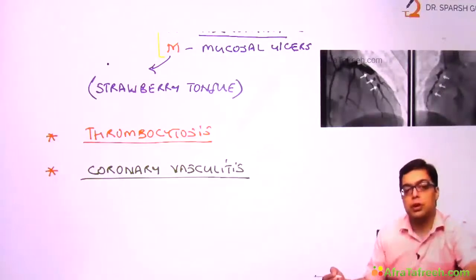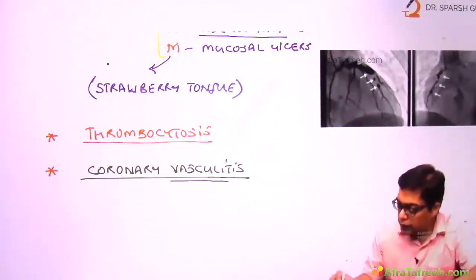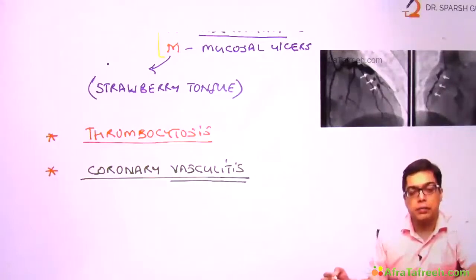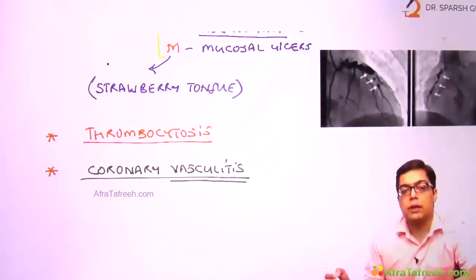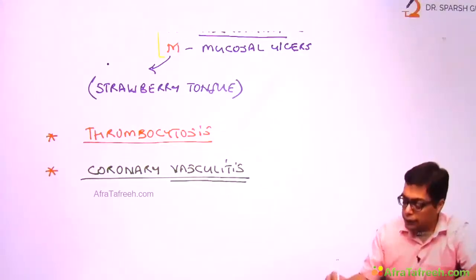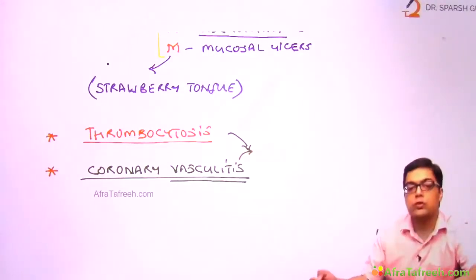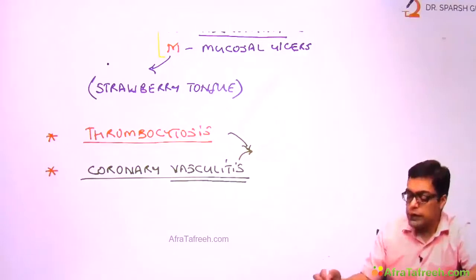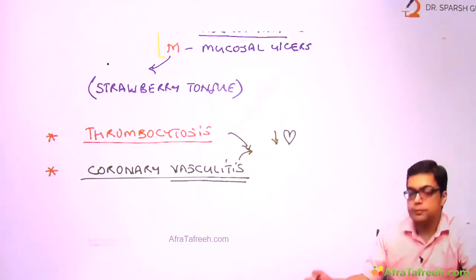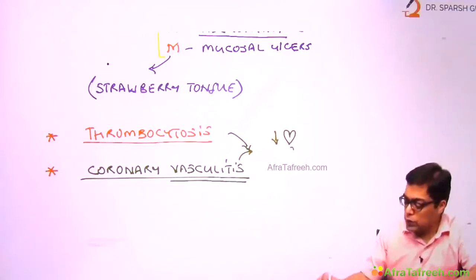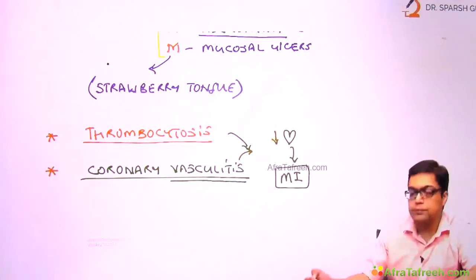Now why does that become important? Whenever there is an inflammatory condition affecting the vessel, it can be responsible for causing the development of a clot. And if a patient is going to be having thrombocytosis, that may even cause exacerbation of the size of the clot. So this is responsible for causing a decrease in the blood supply to the heart. And that may actually be responsible for causing the development of myocardial infarction.